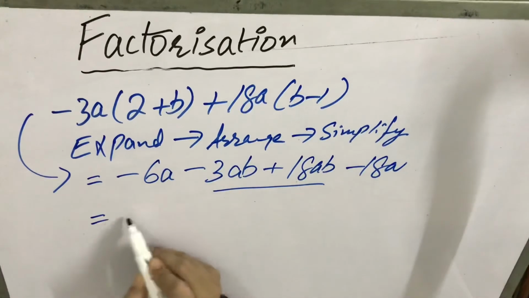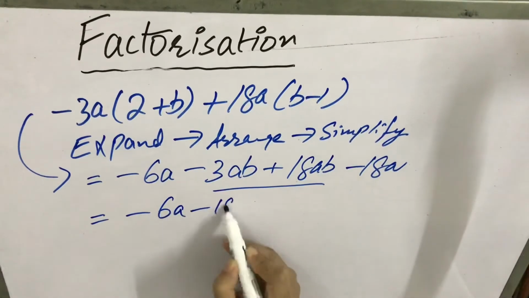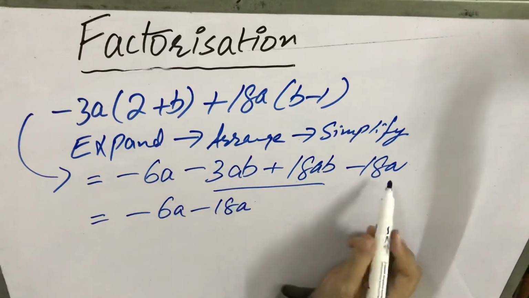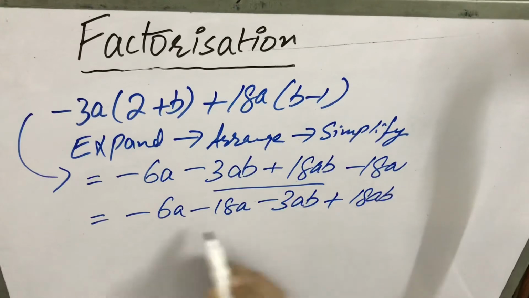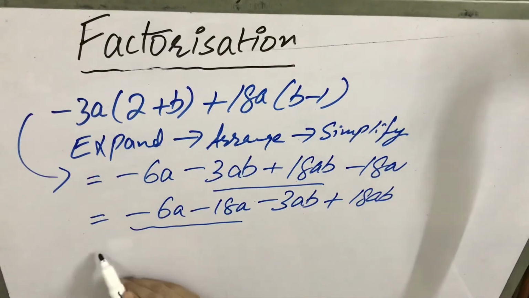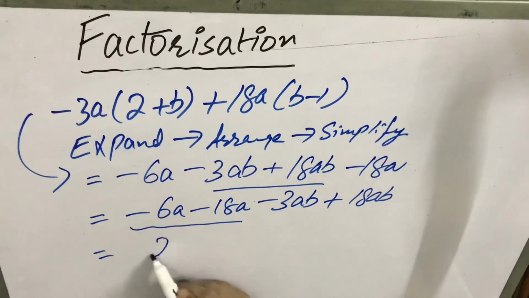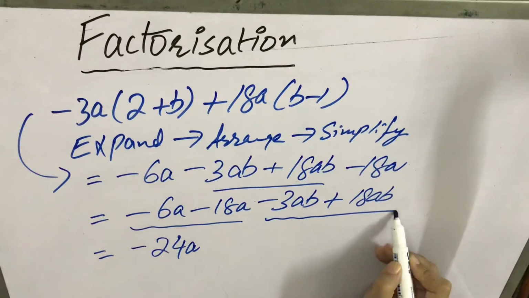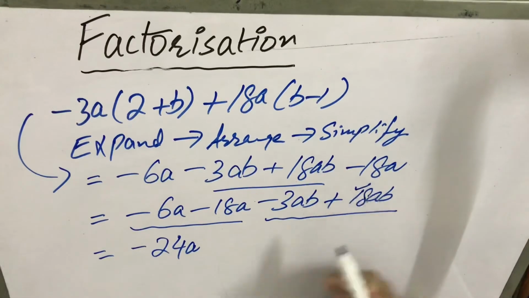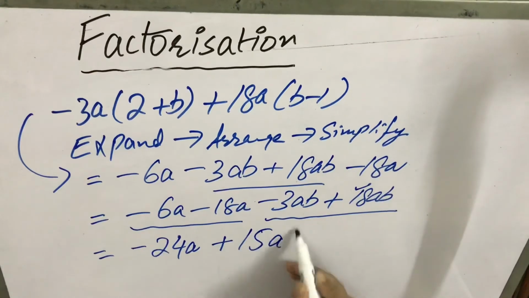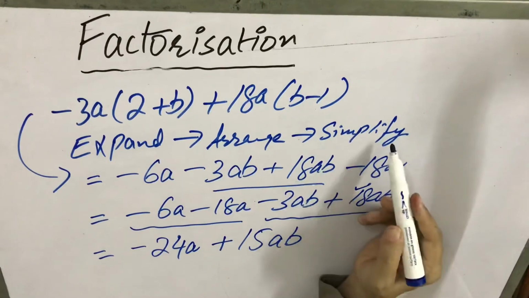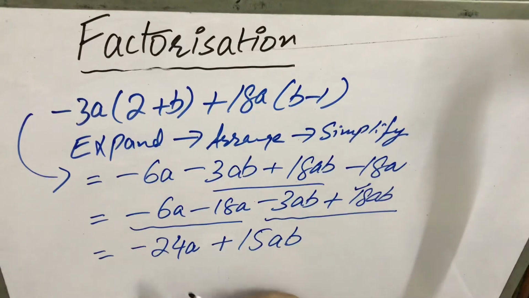After expansion I shall arrange 6a and 18a like terms, and 3ab plus 18ab. Both are negative. You will add 18 plus 6, 24, a with negative sign. Both have opposite signs, so you will subtract, but 18 is bigger, so your answer is positive. 18 minus 3, 15ab. Now we have simplified after arrangement. Now we are able to do the factorization.